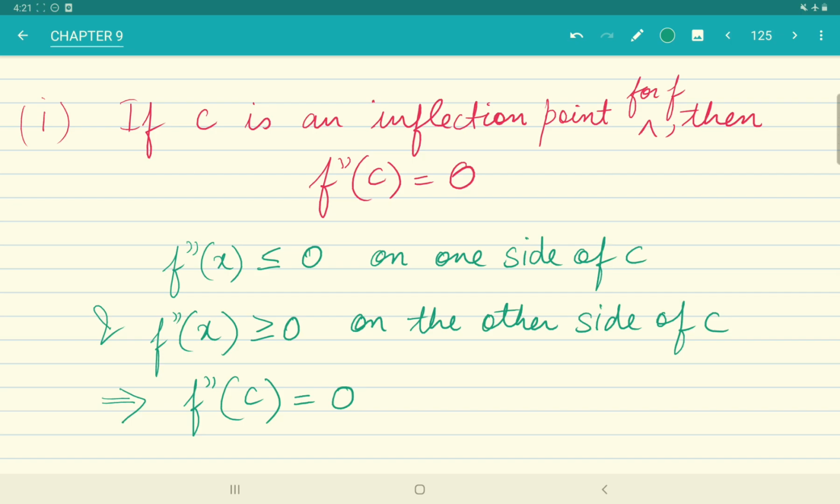When I say that C is an inflection point, that means f double prime x is going to change sign at C. The fact that f double prime C is equal to 0 does not imply that f double prime changes sign at x equal to C. So f double prime C equal to 0 is a necessary condition for C to be an inflection point. However, it is not a sufficient condition for C to be an inflection point.